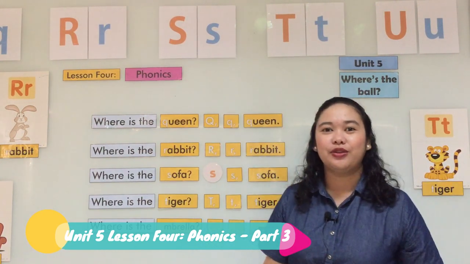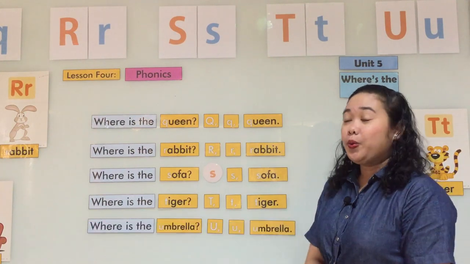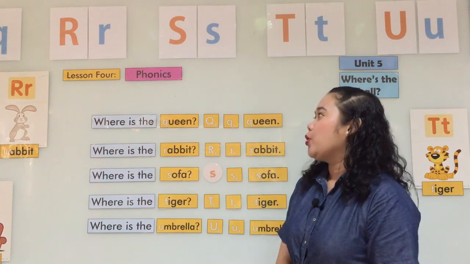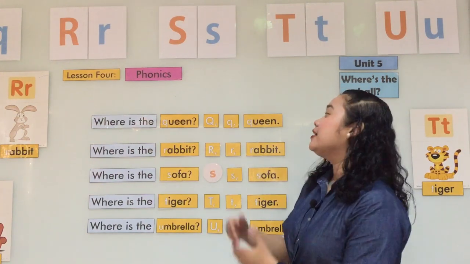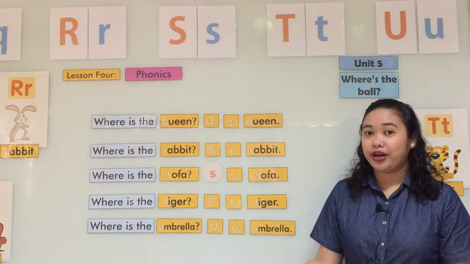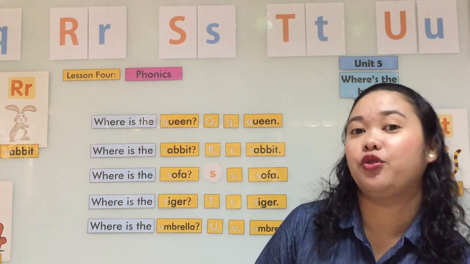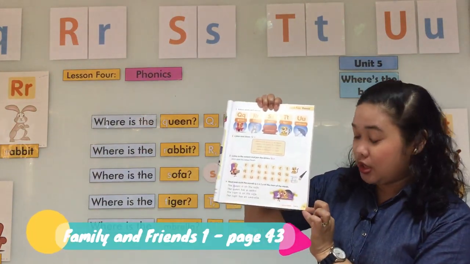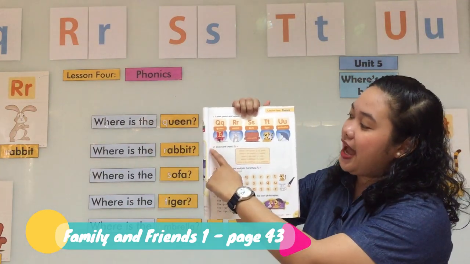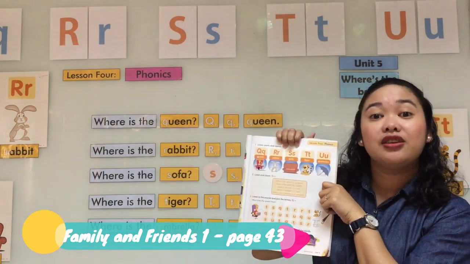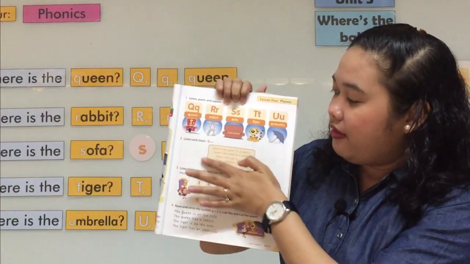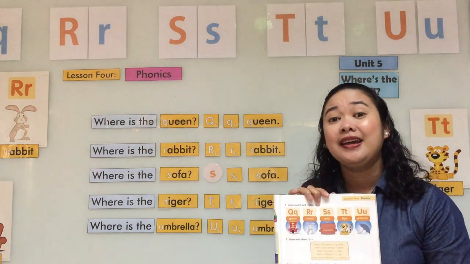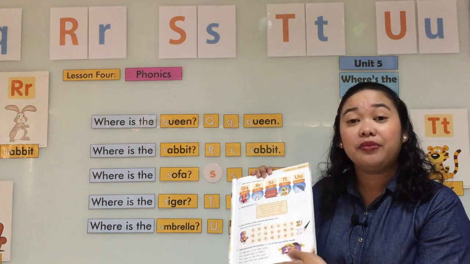Okay, welcome back. So this time, we are going to learn listen and chant. We will read the sentences here on the board. If you have your student book with you, it's in your student book, page 43, exercise number 2, listen and chant. So we will read this one first. I have this on the board here. We will read it one by one, and then later, we will do the chant.